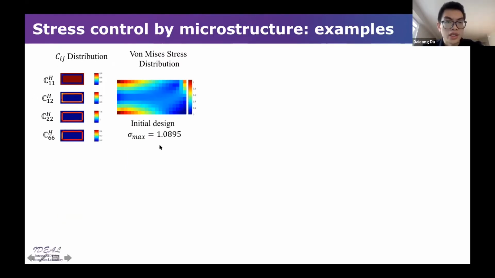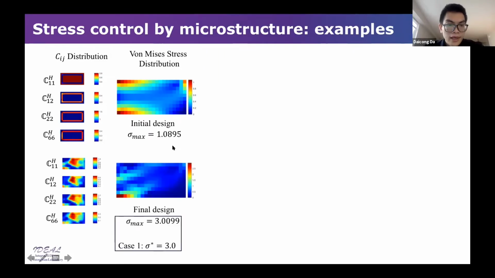Here is just the initial design. You have a random distribution of the stiffness tensor, and you can obtain a maximum value of the stress is 1.08. And by doing optimization, we first set a target value of the maximum stress, and you can see our final stiffness tensor distribution is totally changed. And you can see the maximum value of the stress is very close to the threshold we already set.